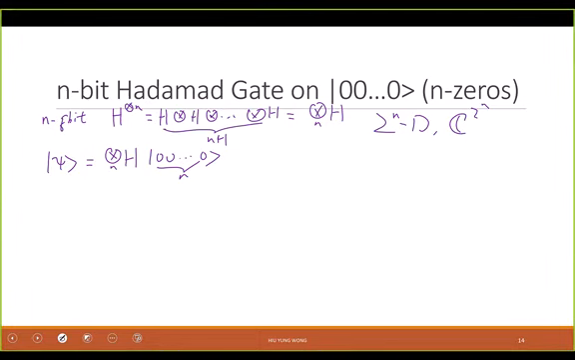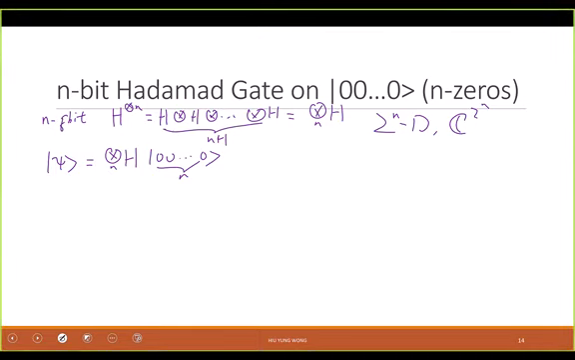Superposition of what? Of all the basis states: 0, 1, 2, 3, 4. In one dimension, when we apply H to 0, it forms a superposition of all basis states. In a 2 to the power n dimensional space with n qubits, it applies to all the basis states. That I'm going to show you.